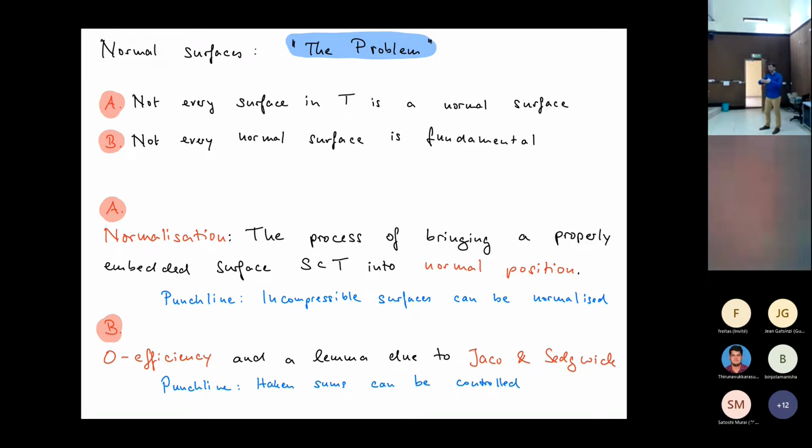It doesn't help that we have a finite description of an infinite space. We have a Haken sum of unbounded length. How can we find this surface if we have to add an unbounded number of fundamental solutions?